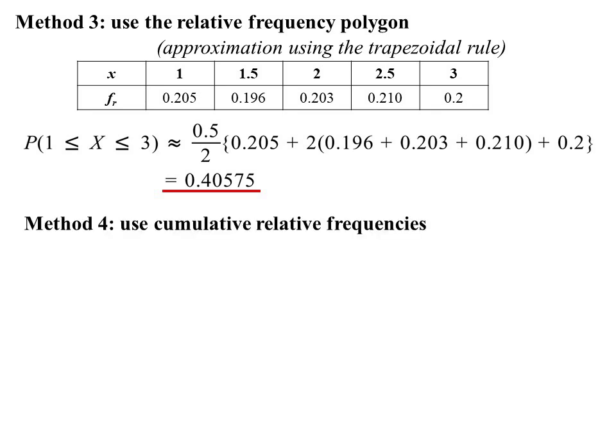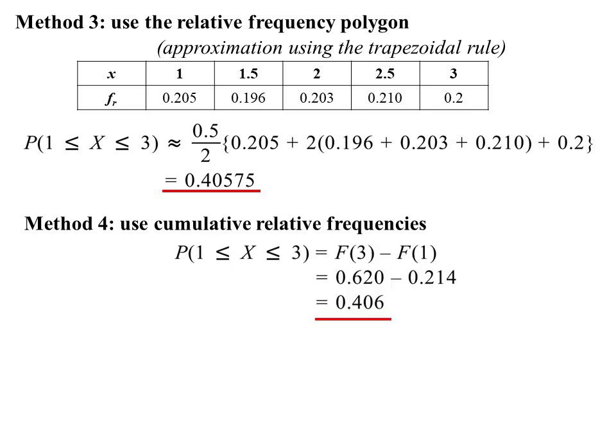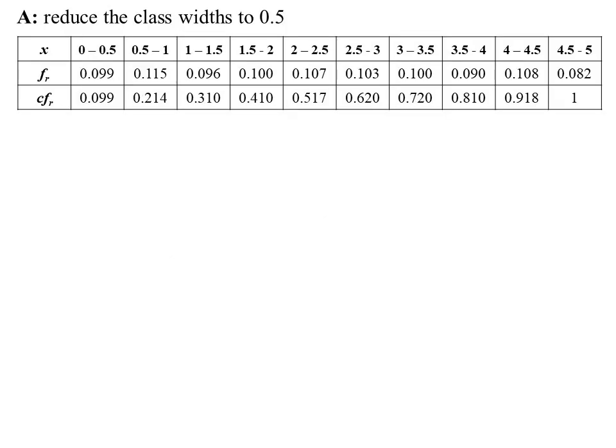I could use the cumulative relative frequencies. So that new function I created. I could look at F(3) minus F(1), and again that gives me 0.406. So I've got 4 different ways there that I could do it. Now, suppose I want to find the probability that I wait between 1.5 minutes and 2.5 minutes. And those classes are now no good to me. So I break it up into smaller widths.